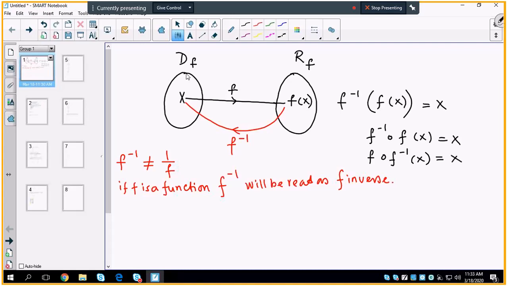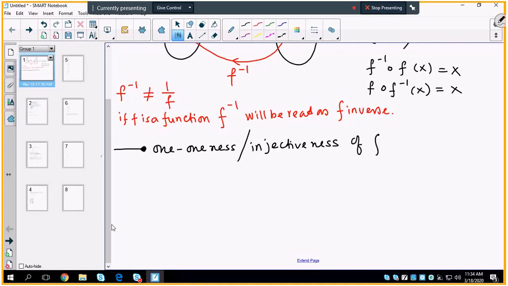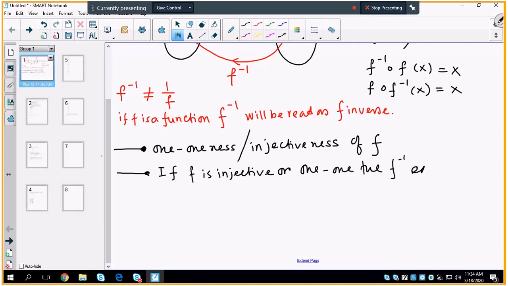How do I ensure that this nice situation is happening? In order to make sure of that, I have to introduce a new concept, which is one-one-ness or injectiveness for a function. So if my function is 1-1 or injective, then I get to say that f inverse exists. So I will write that if f is injective or 1-1, then f inverse exists.